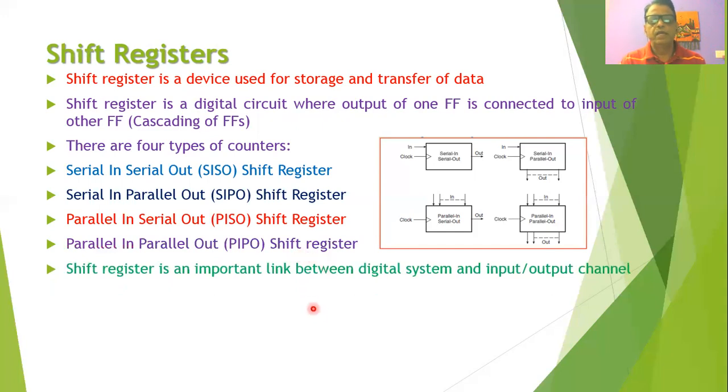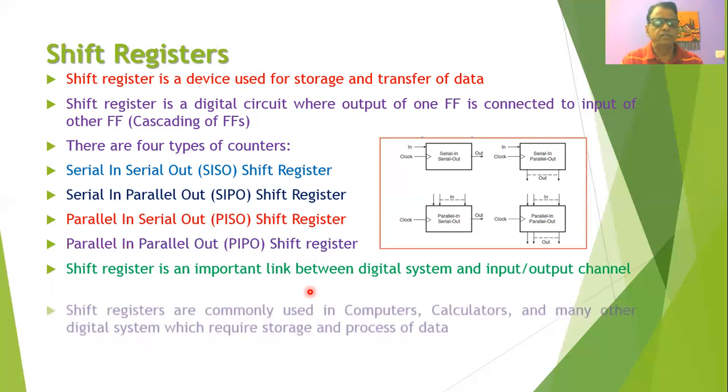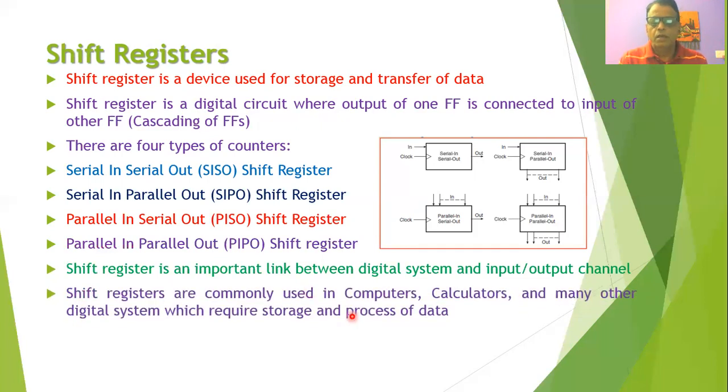A shift register, one can say, is an important link between the digital system and the input output channel. Whenever we want to feed data to the digital system, we require some input output channel, and the input output channel is connected to the digital system through the device called a shift register. Shift registers are used in various applications. For example, they are used in computers, in calculators, and in many other digital systems that require the storage and processing of data.